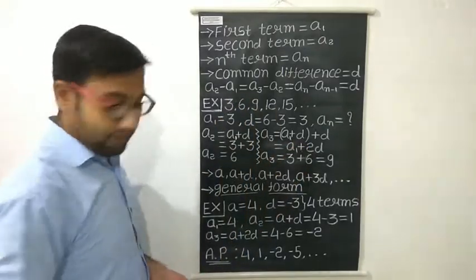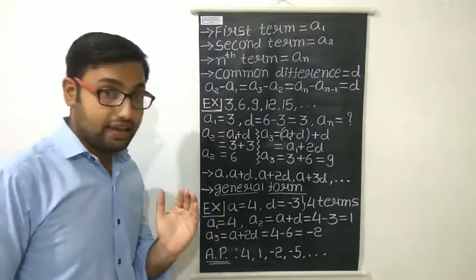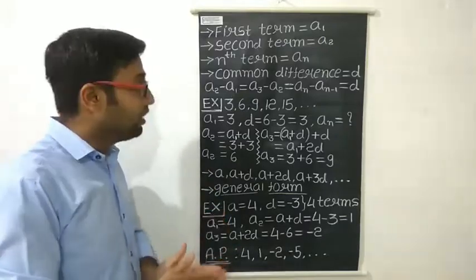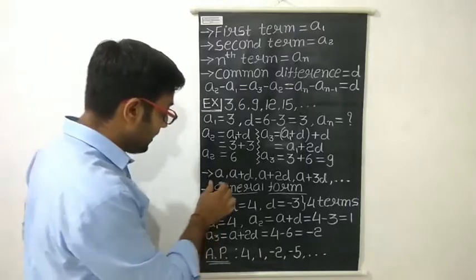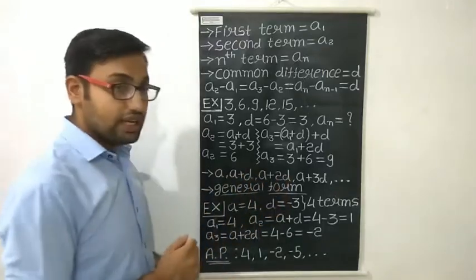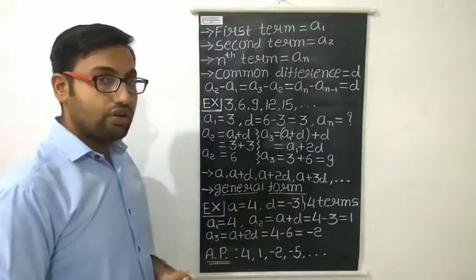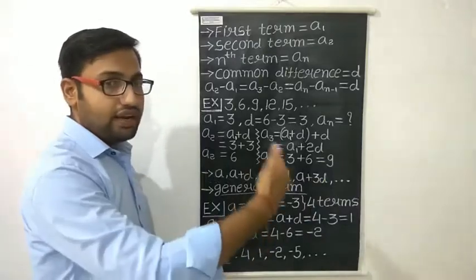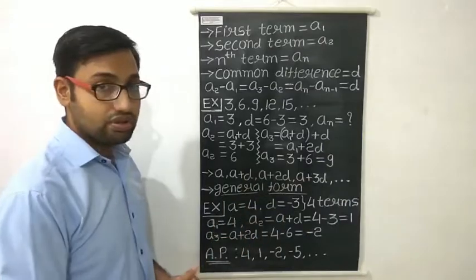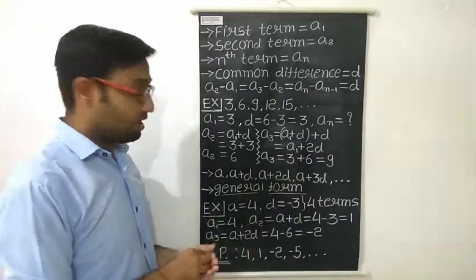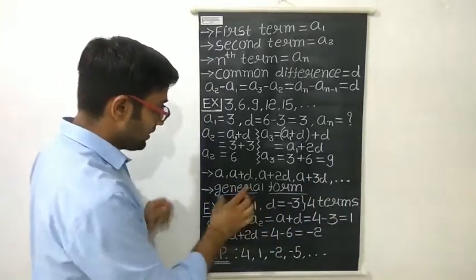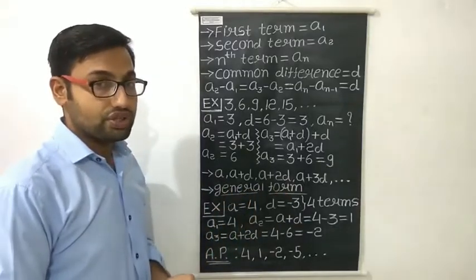Okay. Now if we consider our first term as A and the common difference as D, then we can write down the AP in the common form: A is the first term, A plus D the second term, A plus 2D the third term, A plus 3D the fourth term. In the same way, we can write any number of terms. If we want to represent 10 terms, we can do it in this way. This is called the general form of arithmetic progression.